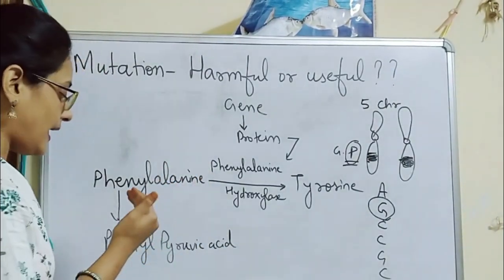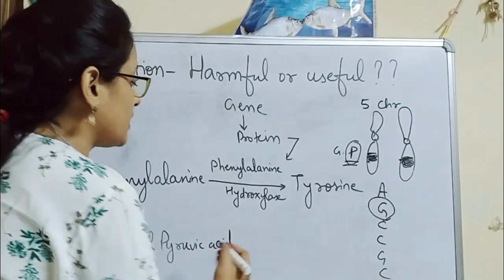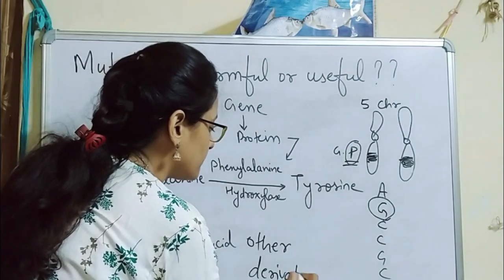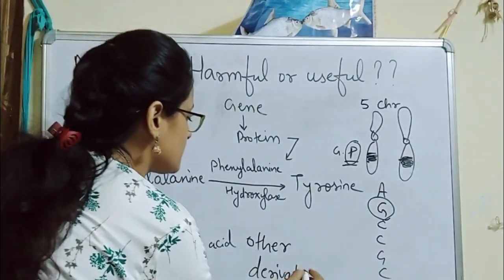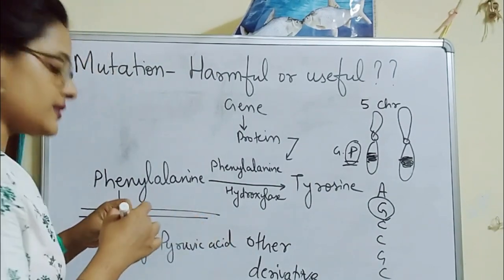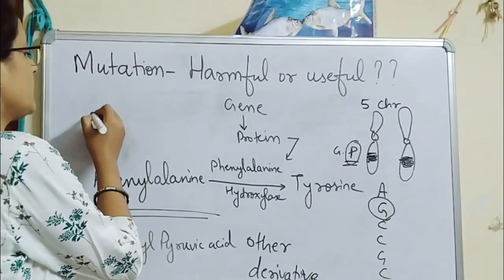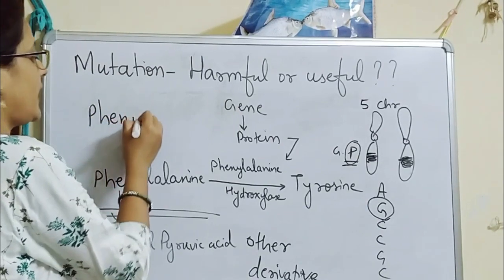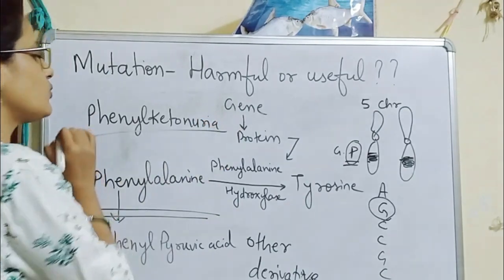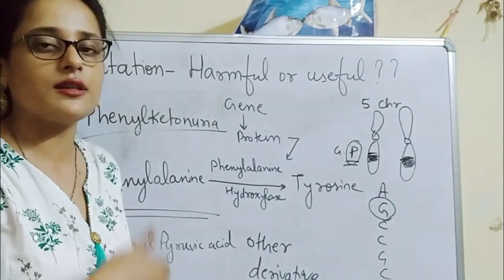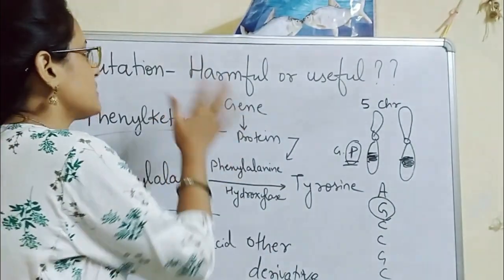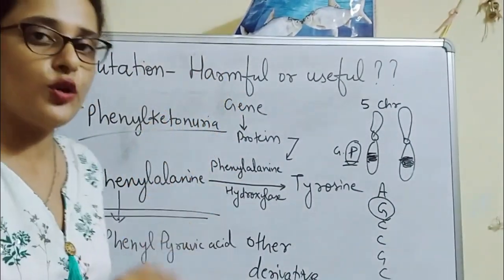themselves into phenylpyruvic acid or other derivatives which are very much harmful for our body. This accumulated form of phenylalanine leads to various disorders like mental disorder, and this condition is called phenylketonuria. So phenylketonuria, I have just taken as one example. We will see many such examples in our upcoming videos when we discuss types of mutation. So in this case, mutation can be termed as harmful.